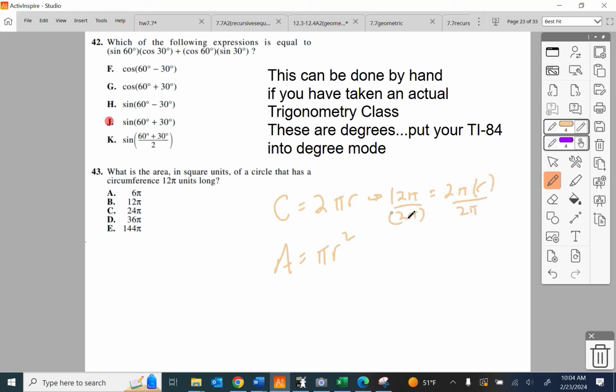If you're going to be a button pusher, make sure you wrap the denominator. Anyways, the pi's cancel. 12 over 2 is 6, and that's my radius. And that 6 goes right there. So the area of this circle is pi times 6 squared, which is 36 pi square units. Choice D.